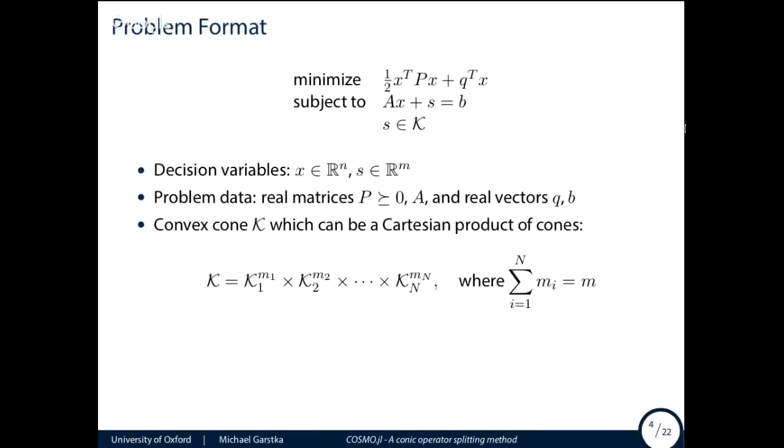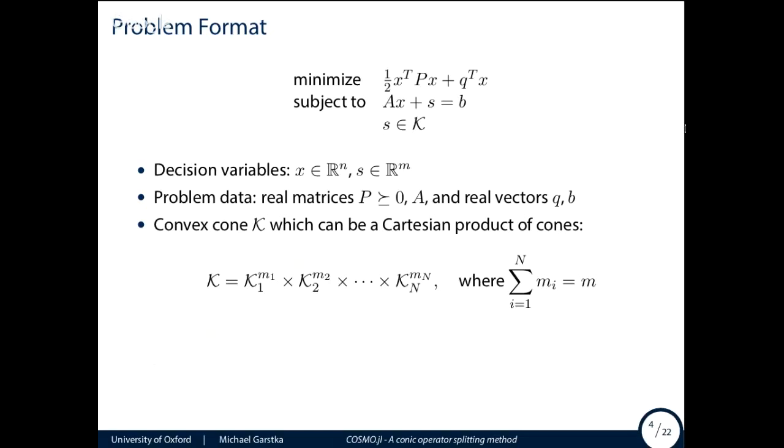Okay, so this is the problem we're trying to solve with COSMO. We have an objective function that is quadratic. So P is a positive semidefinite matrix, and q is just a vector. And then we have two decision variables, x and s. And we have an equality constraint that relates these two variables. And then we also have a constraint on s. So we say s is in some convex cone, or it can also be a Cartesian product of cones. And that is actually quite a flexible formulation.